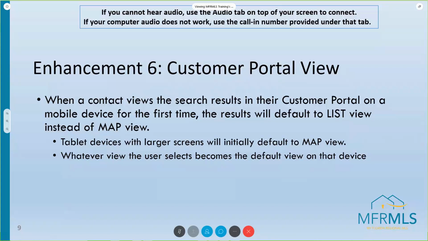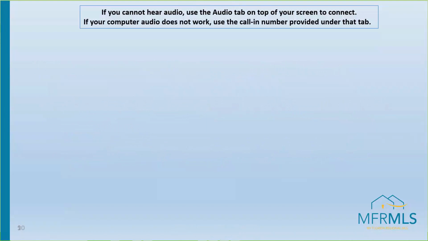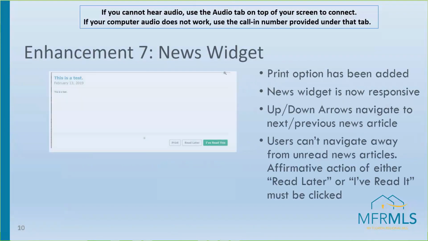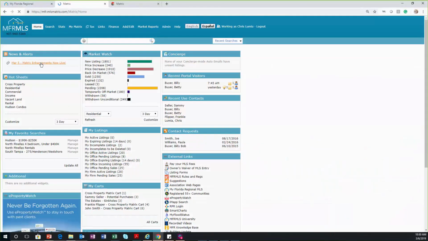Okay, let's see. The next enhancement has to do with the news widget. I'm going to go into a little soapbox about this because this is so important. When we have new items to share with you, maybe it's an enhancement such as these enhancements from yesterday. Maybe it's a new product we're offering you. Maybe it's a new rule. Maybe it's a survey that we're trying to get feedback from you.